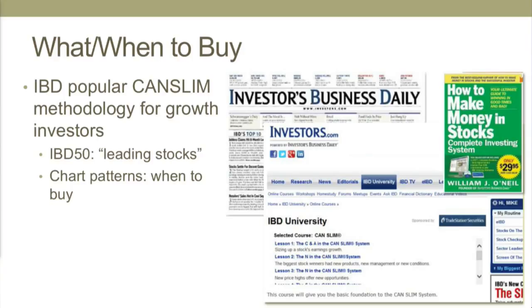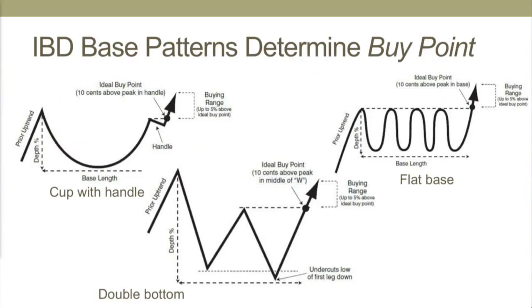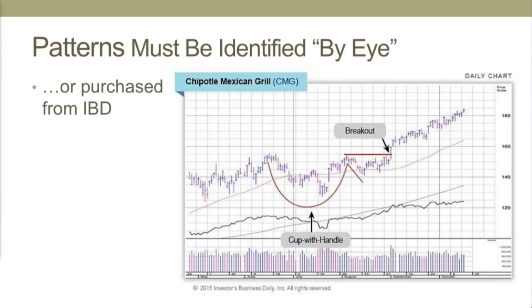Investors Business Daily, or IBD, every week publishes a list of leading stocks called the IBD 50 and a methodology that indicates the proper buy point of the stock based on patterns in the price chart. So when the stock price rises and then trends sideways or down for several weeks, this establishes a base. And the shape of the chart determines the base type, which determines the buy point.